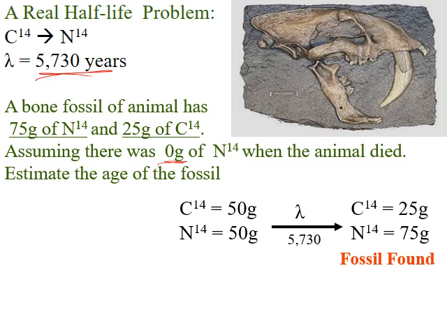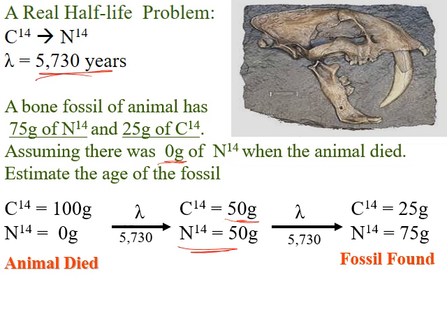But notice we said, assume there was 0 grams of nitrogen-14 when the animal died. So this is not when the animal died. It's just when it's still dead and decaying. We have to go back further. Again, going back further, we double what we had for the radioactive isotope. So now we double the 50, we have 100 grams.